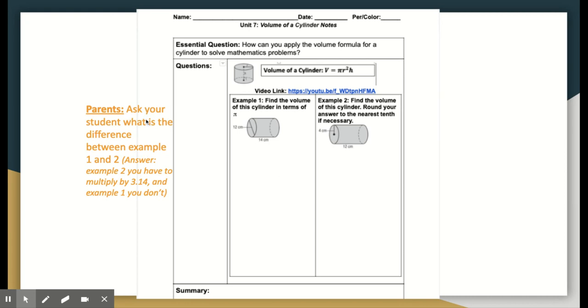Parents, you can ask your student, what is the difference between example 1 and example 2? If you notice, example 1 says find the volume of this cylinder in terms of pi. And example 2 says find the volume of this cylinder, round your answer to the nearest tenth if necessary. So the answer you're looking for from your student is example 2 has you multiply by 3.14 and example 1 does not.